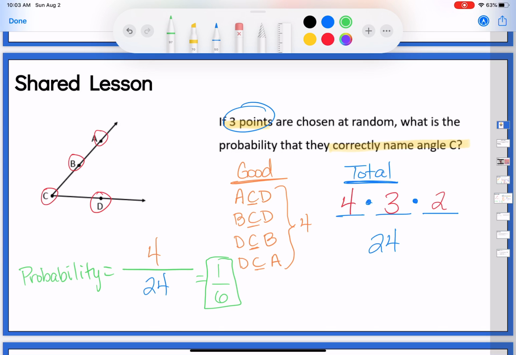So again, I was picking 3 points out. That was all one thing, so it's one big fraction. List out those good ones. This time it was easier just to list them, but save some time with that counting principle, especially for that total number of options. How many spots are you trying to fill? How many options do you have for each spot? And multiply those options together.